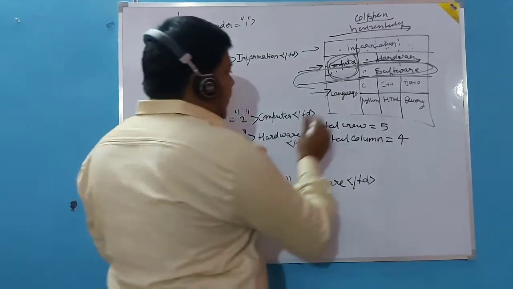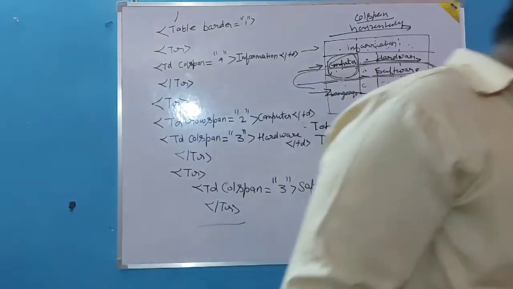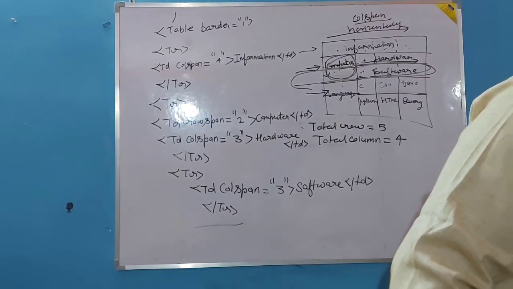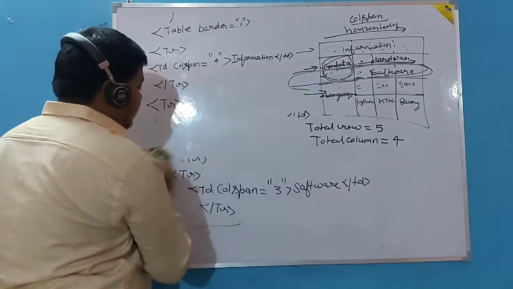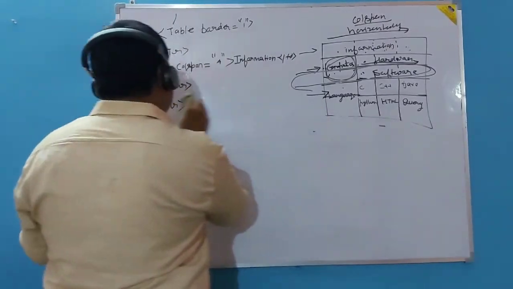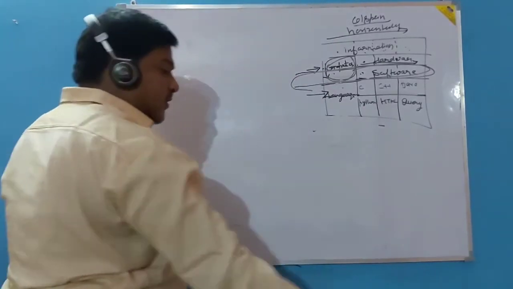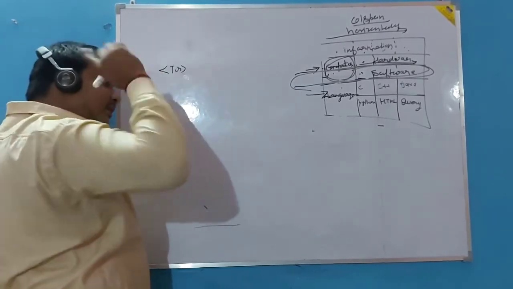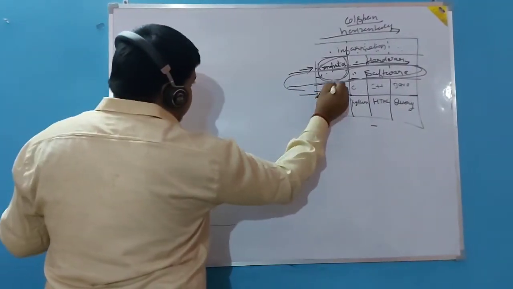Now 2 more rows are left. So again I have to write TR, and I will continue with the previous one. No need to close the table or anything. We have to continue and we are going to write about these cells.